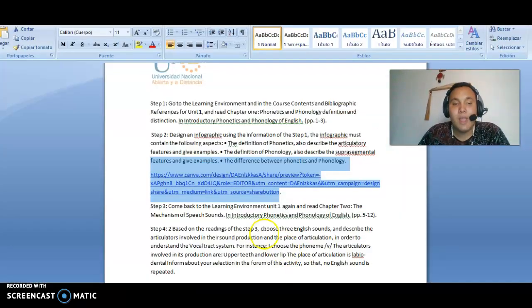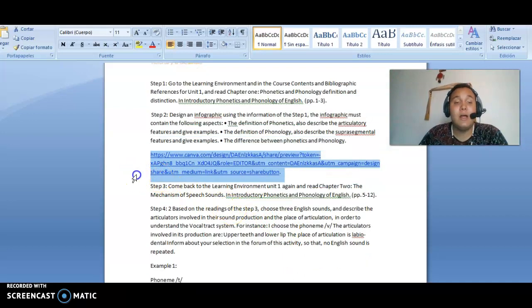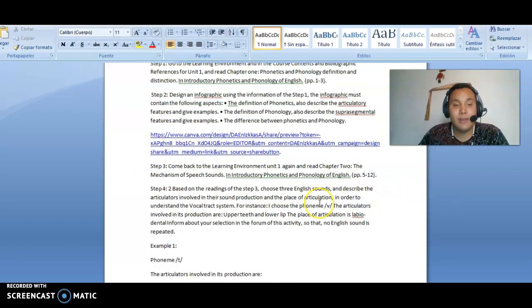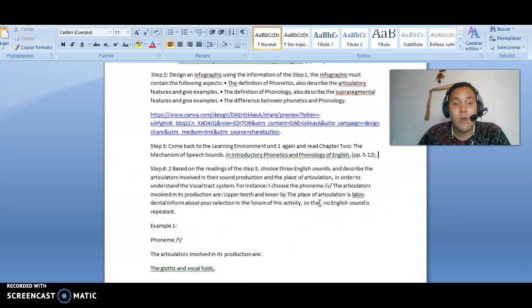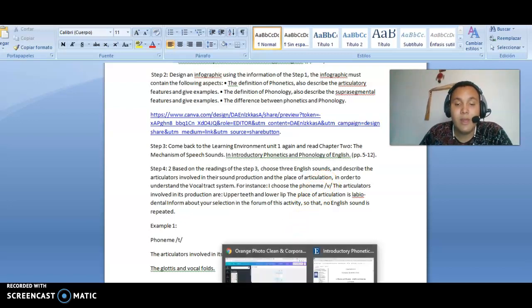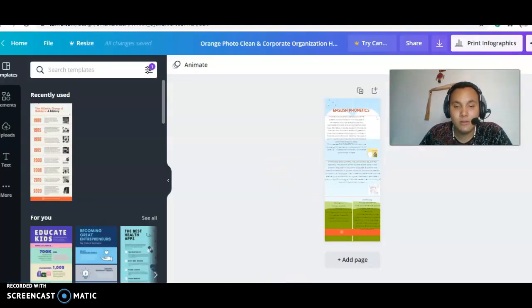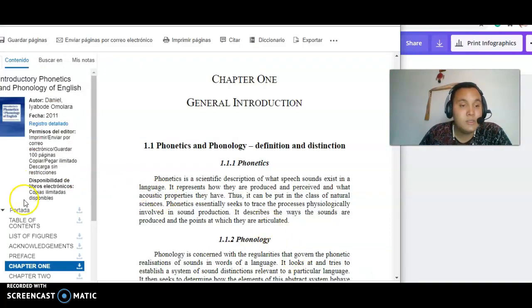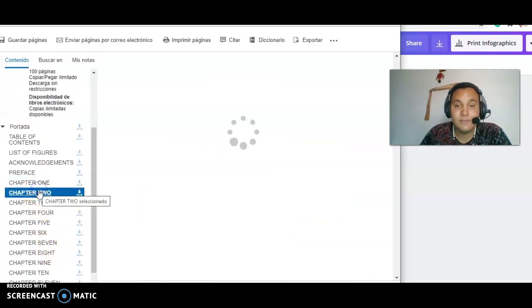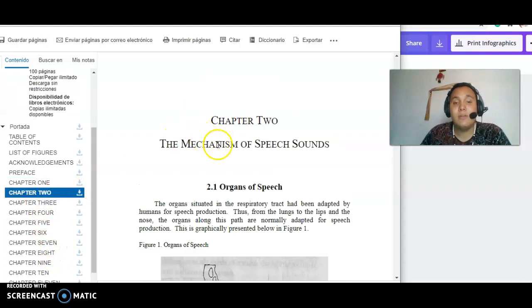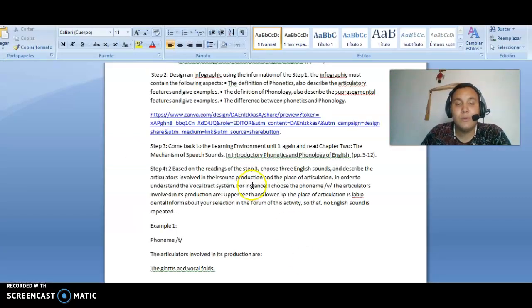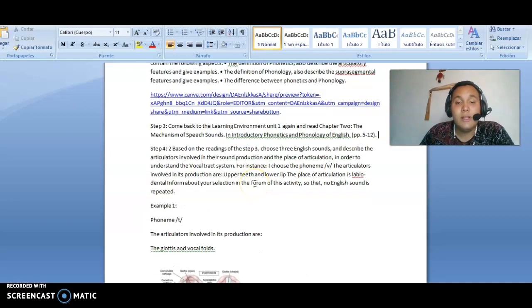Well, after that, step 3 says: come back to the learning environment, Unit 1, and read Chapter 2, the making of the speech sounds. Well, remember, moment, Chapter 2 is that: making of the speech sounds, introduction to phonetics and phonology in English.